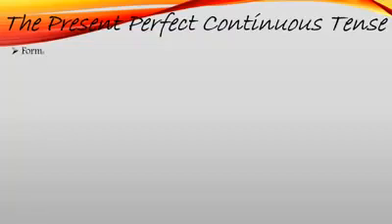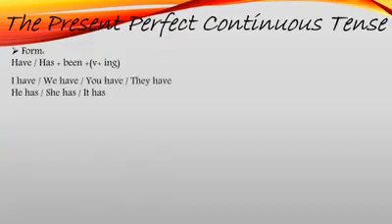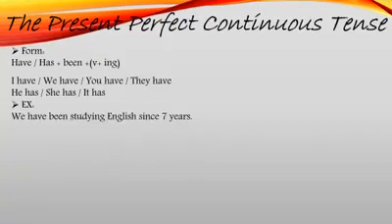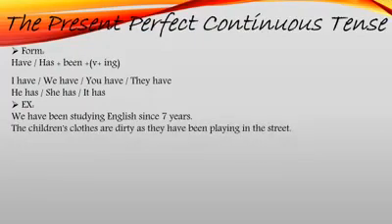So together let's have a look at the form. I think you know it pretty well. The form of the present perfect continuous is have or has, been, plus the verb plus ing. For example, we have been studying English for 7 years. The children's clothes are dirty as they have been playing in the street.